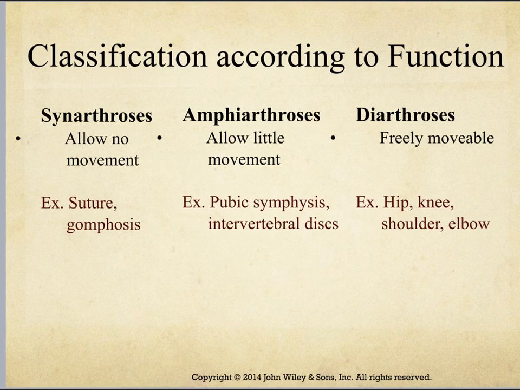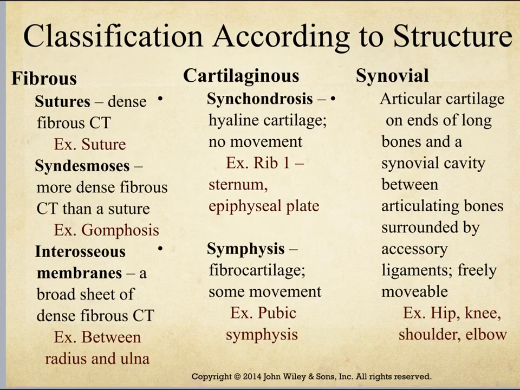The next and most numerous joints in the body are diarthrotic joints, also known as diarthroses. They are freely movable, things like your elbow, your hip, your shoulder, your knee, your ankle, your wrist. All these freely movable joints make up the majority of joints in your body.